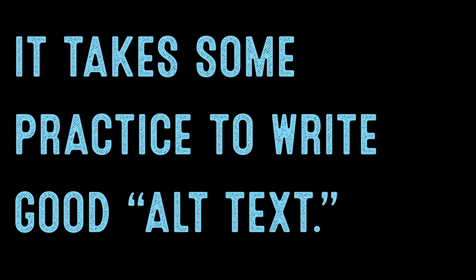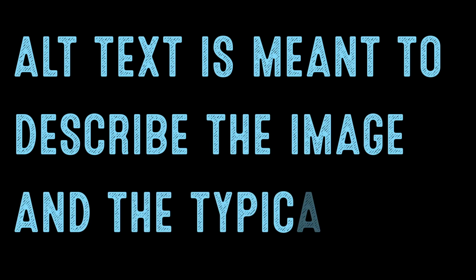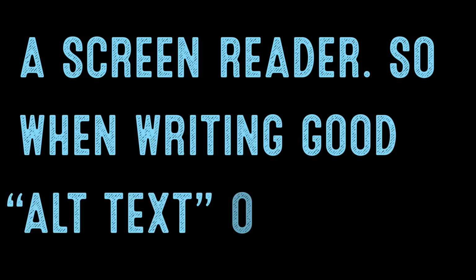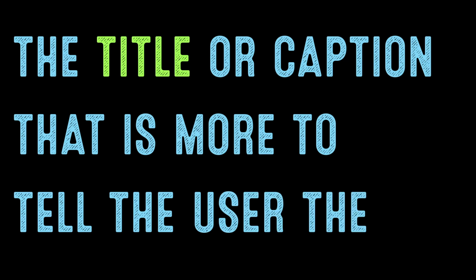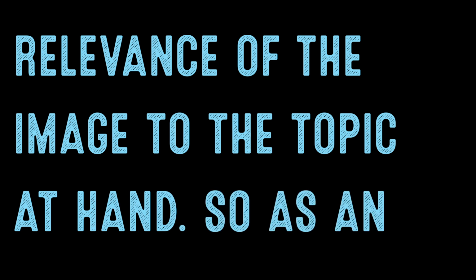It takes some practice to write good alt text. Alt text is meant to describe the image, and the typical use case is for someone who is visually impaired using a screen reader. So when writing good alt text, one needs to visually describe the image so that the user is able to understand the content of an image. It is different from the title or caption that is more to tell the user the relevance of the image to the topic at hand.